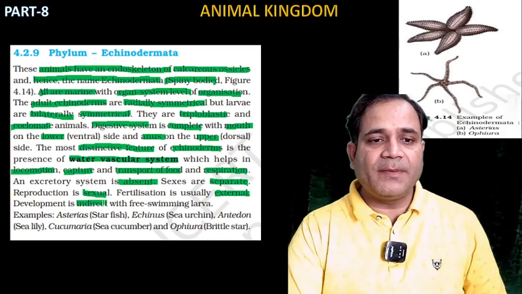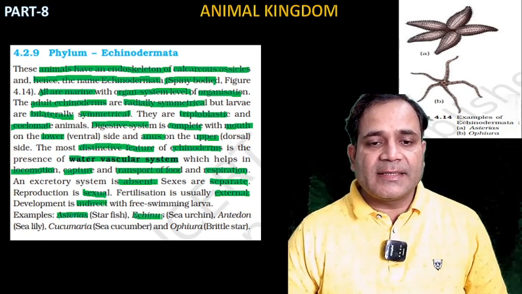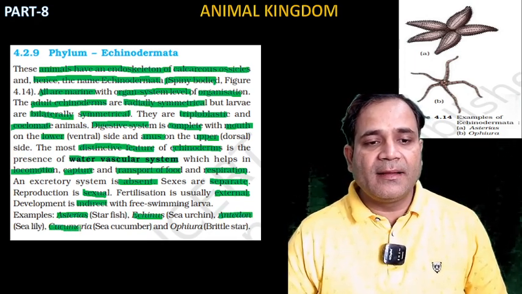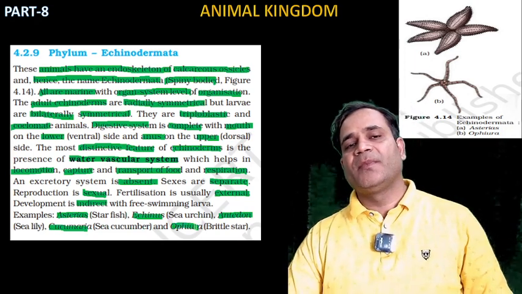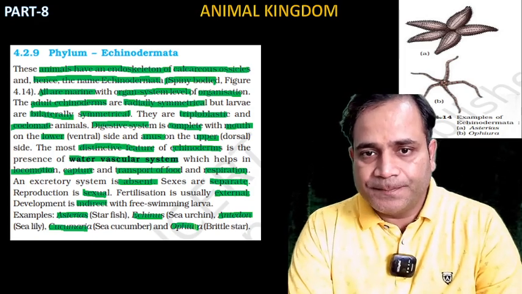Correct? Here the examples are Asterias, starfish; Echinus, sea urchin; Antedon, sea lily; Cucumaria, sea cucumber; and Ophyra, brittle star. Correct? So these all are the phylum Echinodermata, my dear. Hope it is clear? Okay.